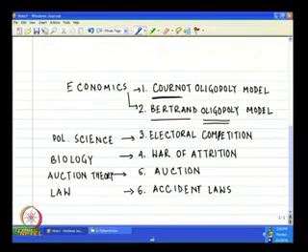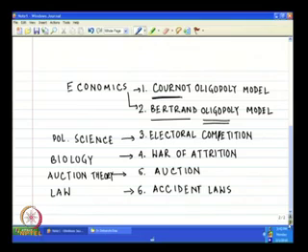So, in all these cases, we are going to use the idea of Nash equilibrium and game theory to see whether we can predict the outcome in the real world through our tools of Nash equilibrium and game theory. So, let us start with this Cournot oligopoly model.